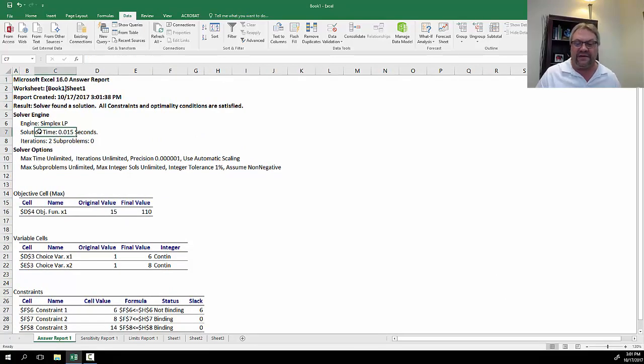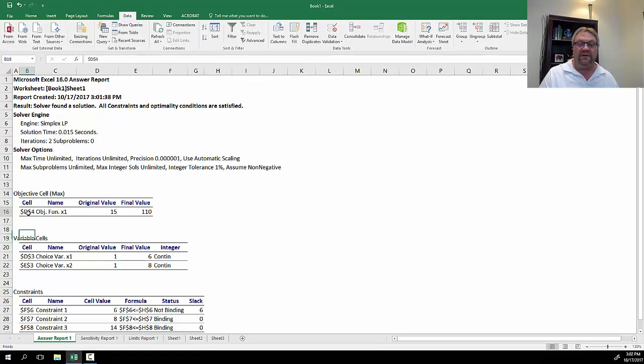Okay, so this one is actually pretty basic. It's just telling you stuff. The solver engine, we used simplex LP. It took 0.015 seconds. It had 2 iterations. A lot of precision here. Okay, that's who cares. This is what I want you to get at.